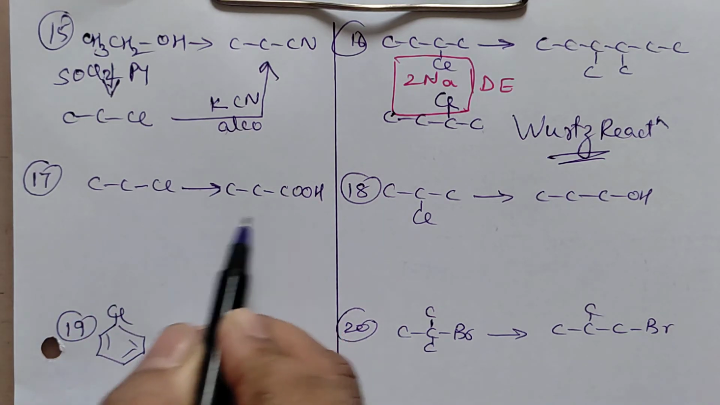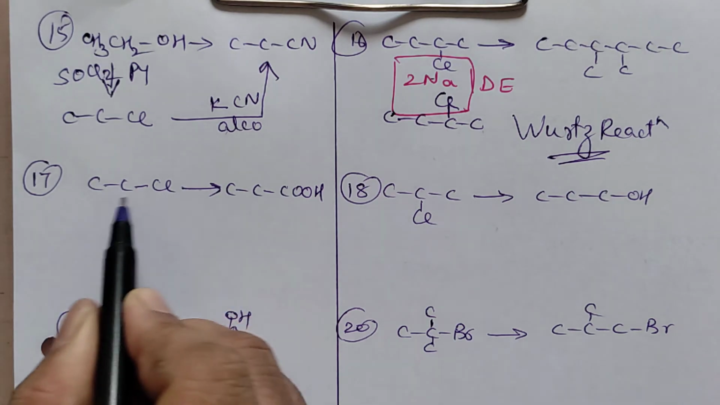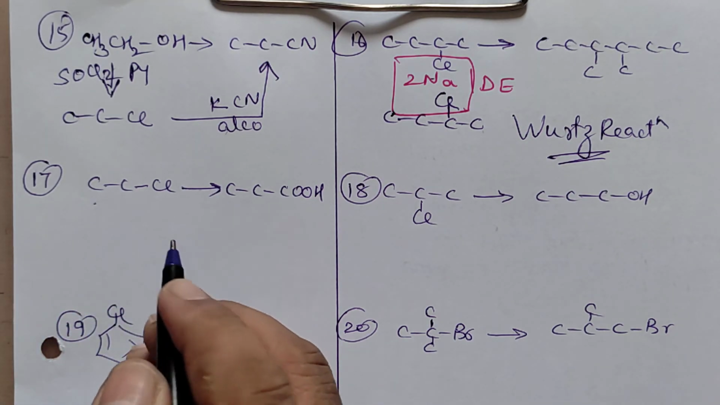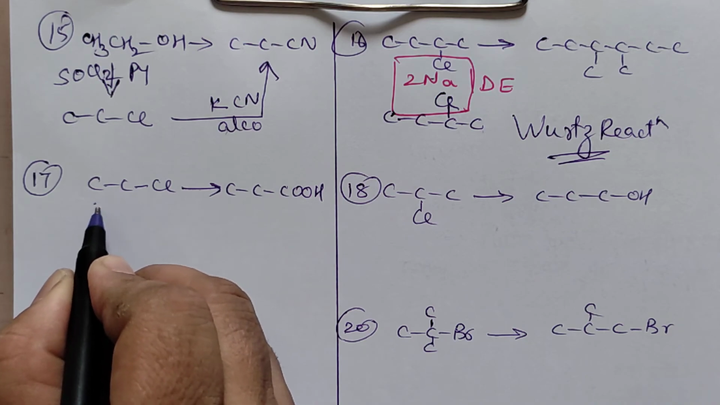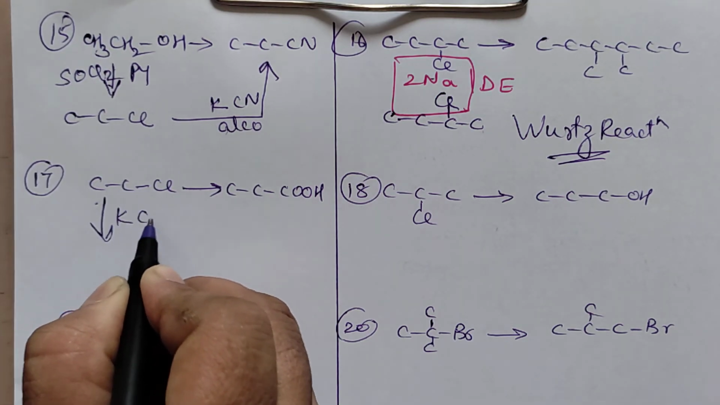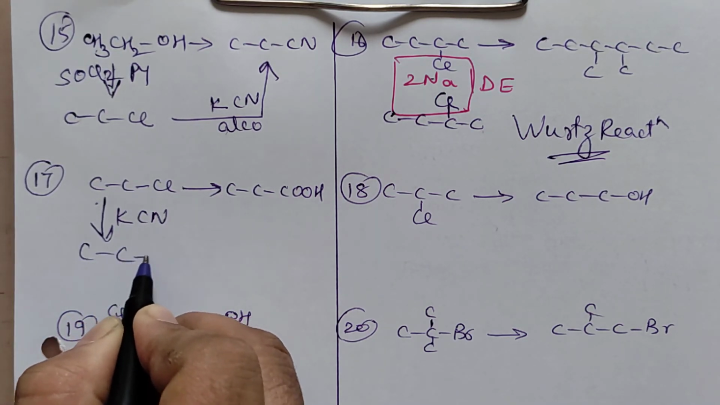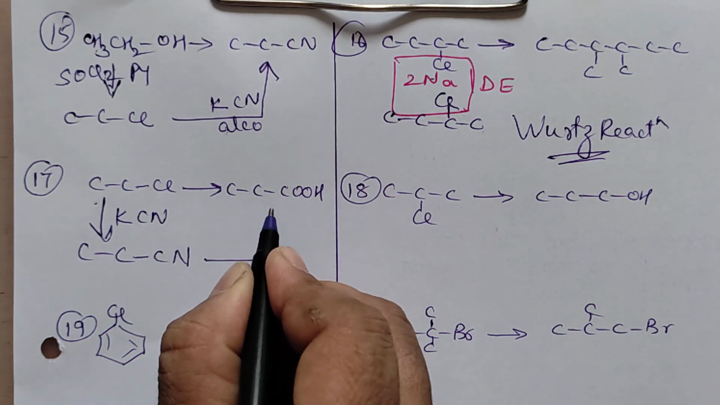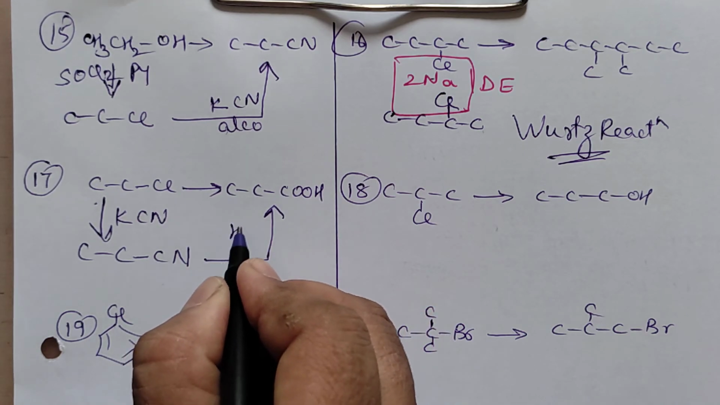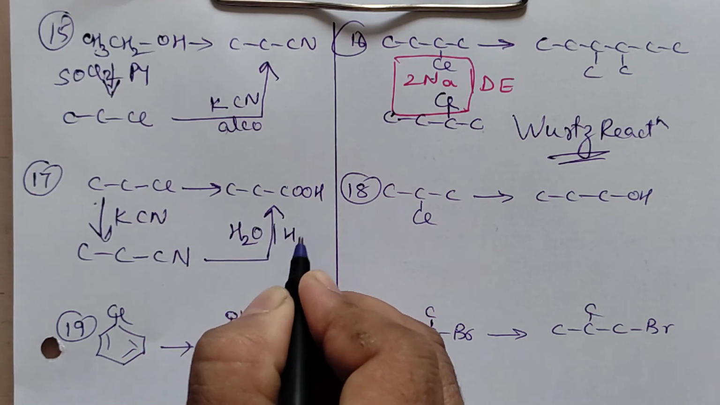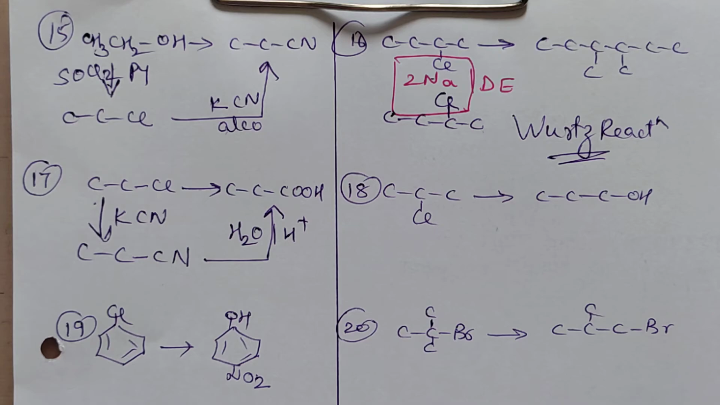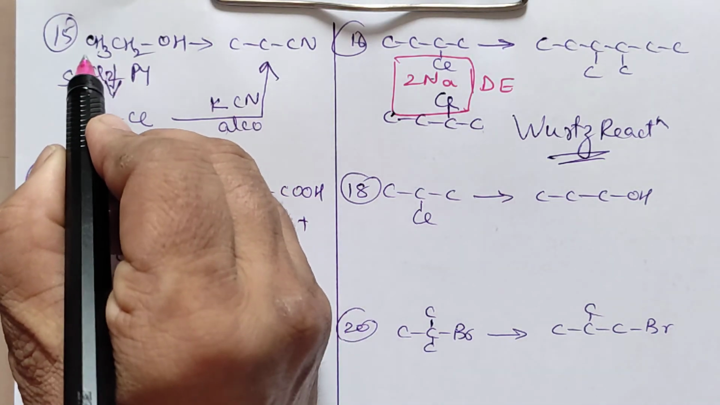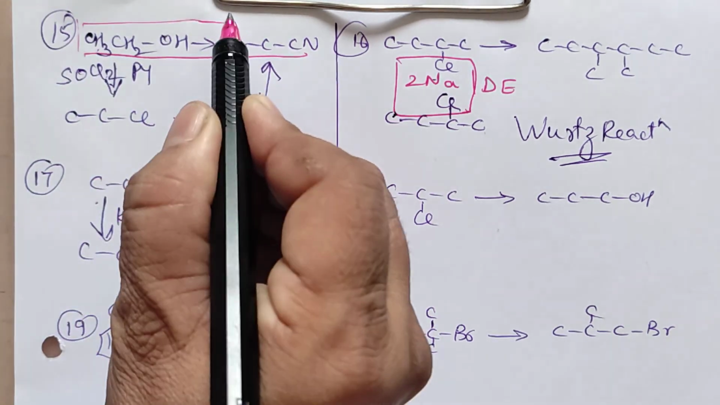Next one. We want to increase carbon atom. Here 2, here 3. Plus we want acid. What did I say? How to increase carbon atom? React with KCN. When you react with KCN, instead of Cl, you will have CN. And whenever CN is to be converted to COOH, what you do? Carry out hydrolysis in the acid medium. Water and H plus you will write. So what I am writing here, that is our major conversion. That is our main conversion.